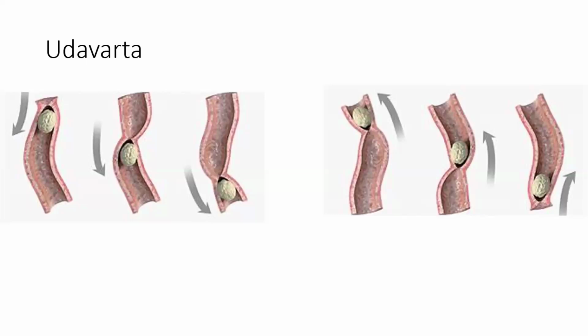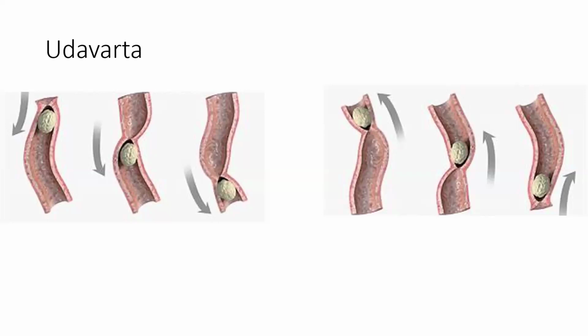Normally, the apana vata moves from upward to downward direction, and udana vata moves from downward to upward direction. If the patient has udana vata moving from downward to upward movement, such condition is called udavarta. See, the patient can have vibandha or constipation because of udavarta also. The patient can have constipation because of grahani also. The patient can have constipation because of paralytic ileus, that is alasaka also.